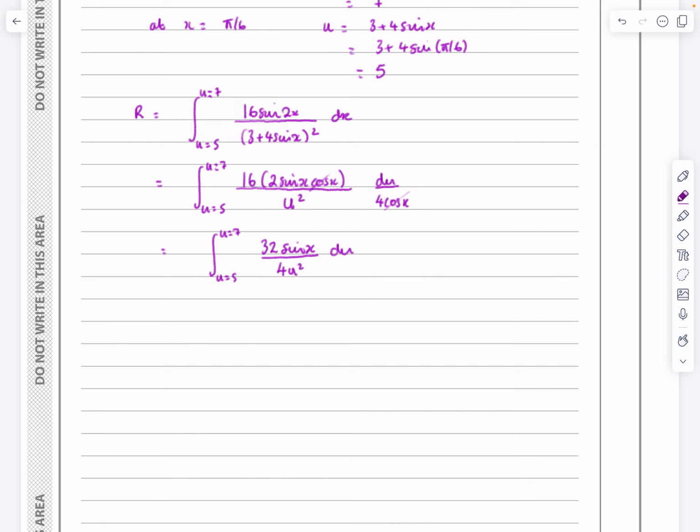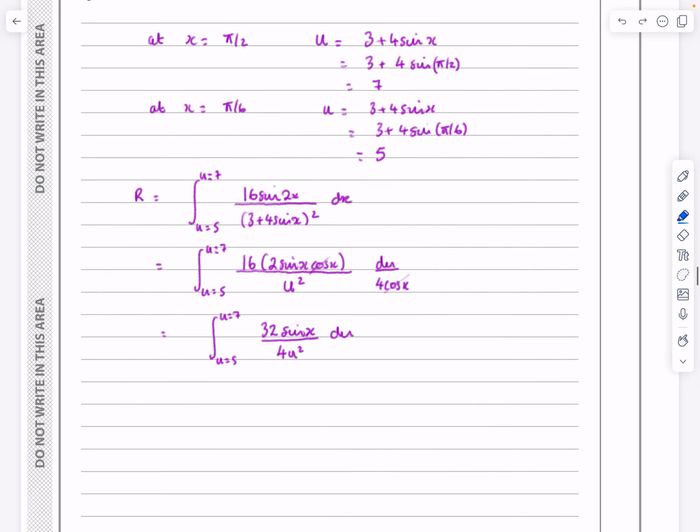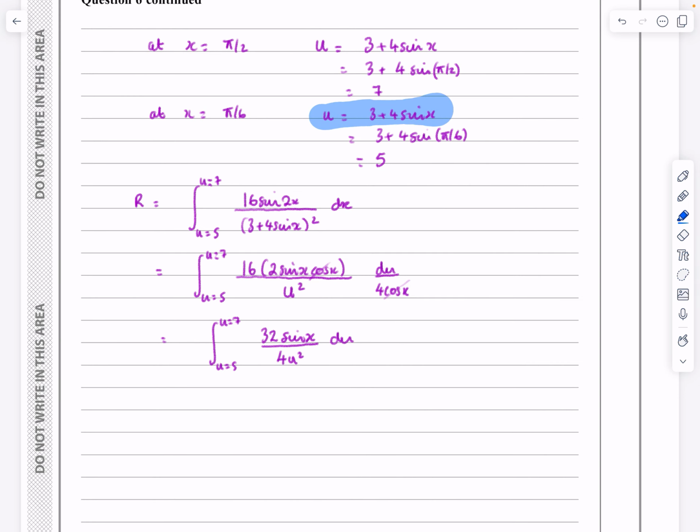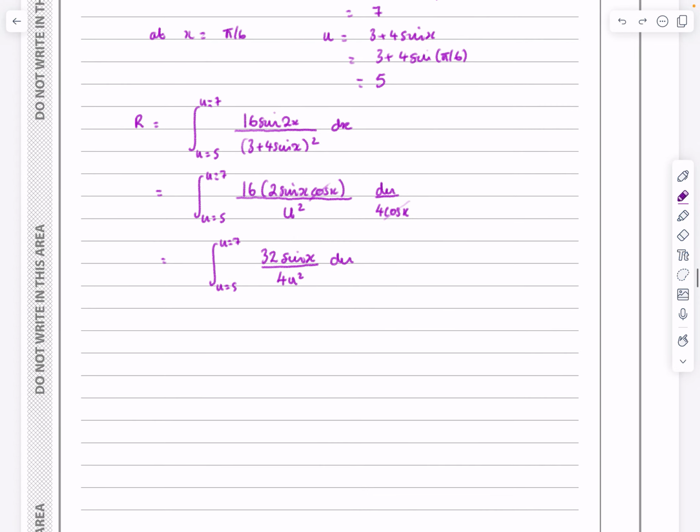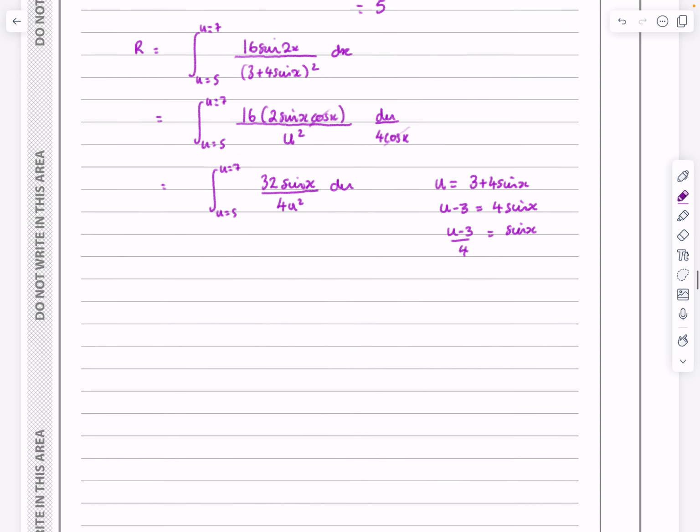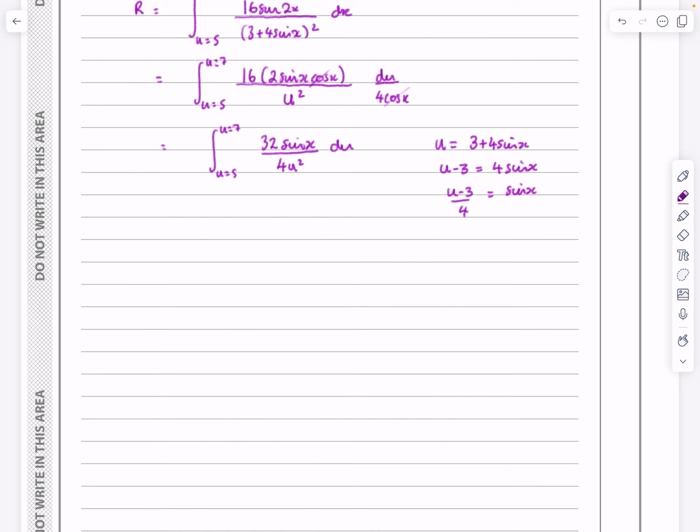So our one big issue now is the fact that I've got sine x in the middle of all of that, but that's no problem at all because sine x we can get from simply rearranging here. So let's just show the examiner what we're doing. I think I'm taking lots of steps here. I don't know that I'd necessarily do all these steps if I was doing it for my own purposes. So sine x equals u minus 3 over 4. You do it as quickly as you can while maintaining a level of accuracy.